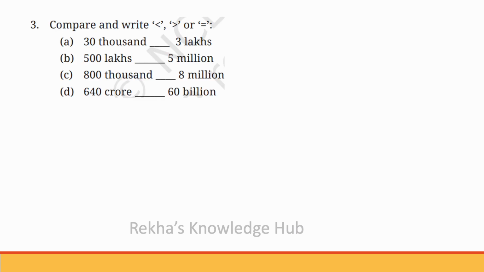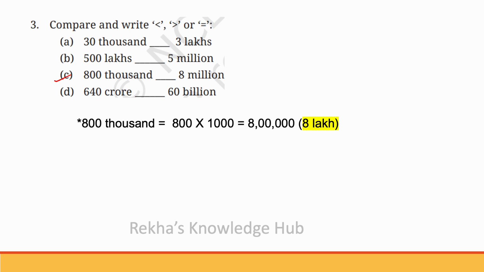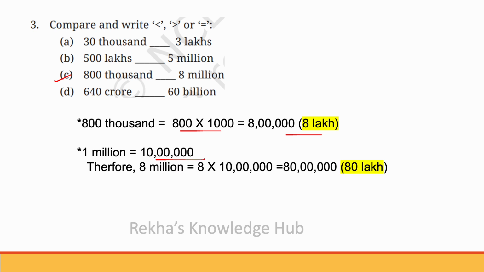Next, compare 800,000 and 8 million. See, 800,000 is 800 into 1000. This is 8 lakh. Next, 1 million is equal to 10 lakh. Therefore, 8 million is equal to 80 lakh. Definitely 80 lakh is greater than 8 lakh. So, 800,000 is less than 8 million.